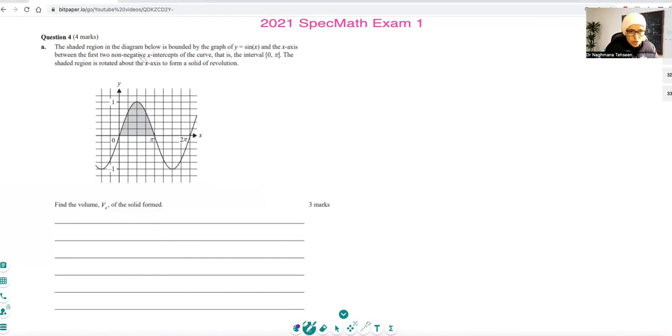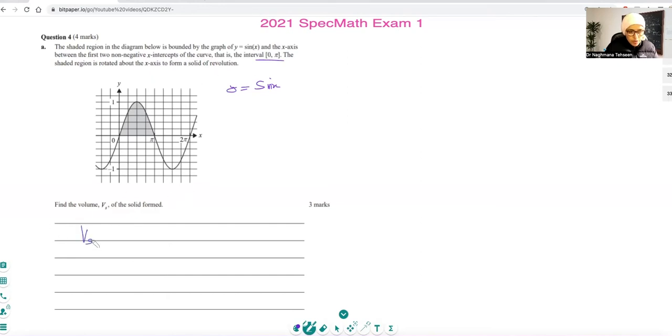There is a shaded region bounded by the graph y is equal to sine x, so our y is sine x, and the x-axis between the first two non-negative x-intercepts of the curve, which is given there. The shaded region is rotated above the x-axis to form a solid of revolution. Find the volume of the solid of revolution.